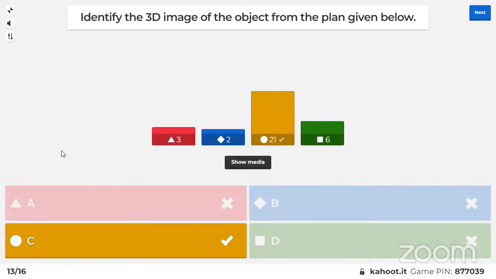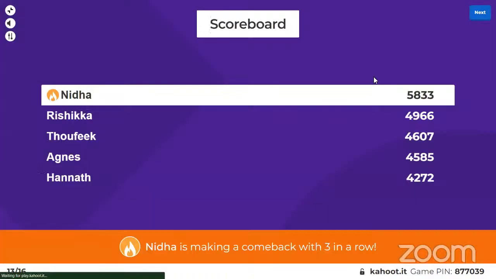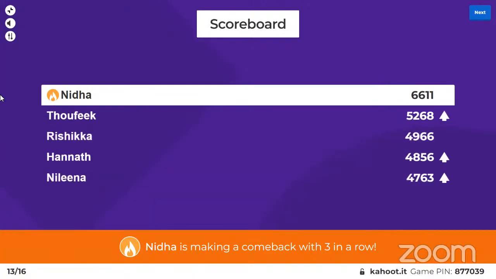3D image from the plan. Imagine C. Okay. So many of you have answered correctly. Getting into the momentum only. In the end, everyone is actually getting into the momentum.